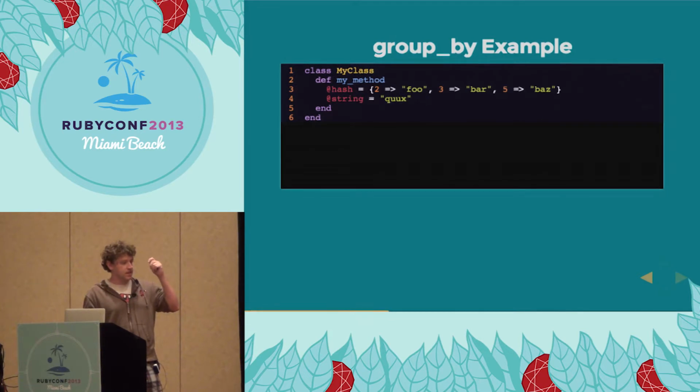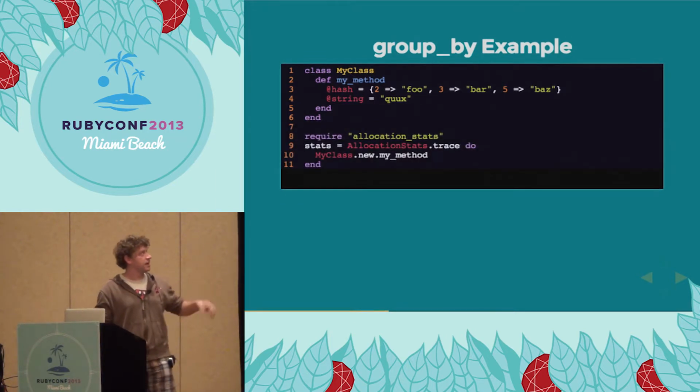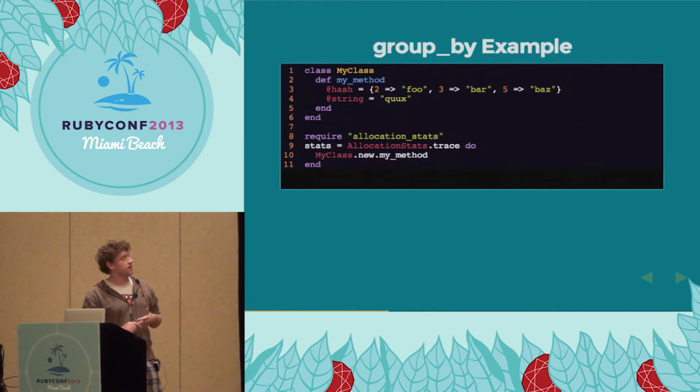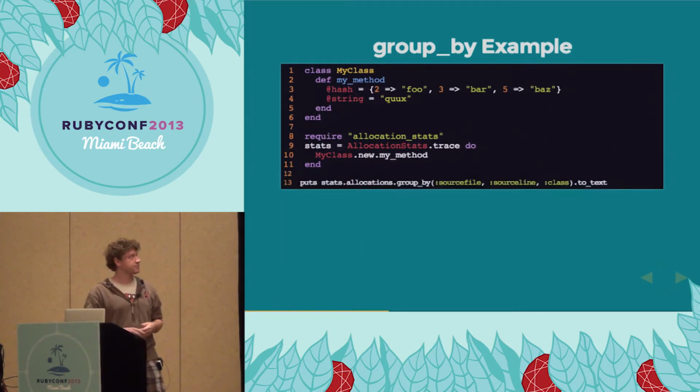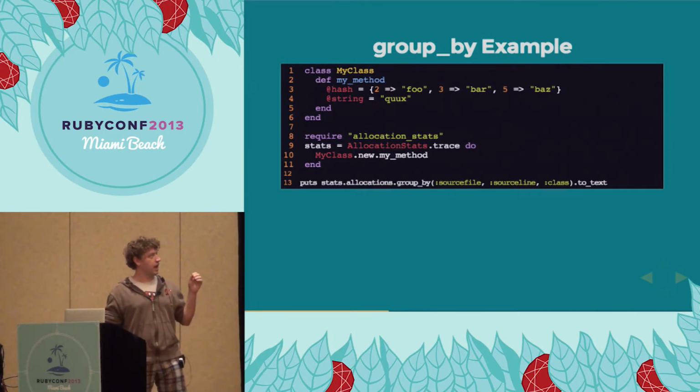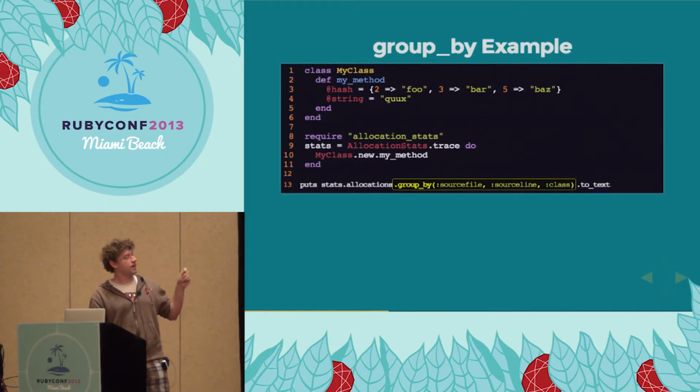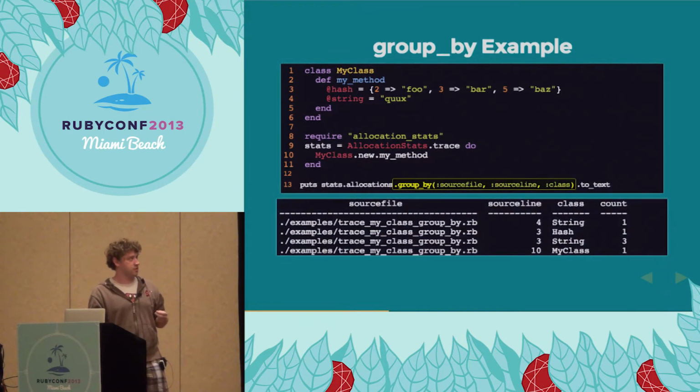That's not powerful enough yet. We're still just looking at a tabular output of individual allocations. So let's try and group our allocations. We have the same code up at the top, same code all the way down through line 11. We're going to trace a call to MyClass.new.myMethod. This time, though, we're going to call allocations.group_by. We want to group by the file, the line number, and the class of the object being allocated. So we're going to create groups of these and output that to a tabular output again.